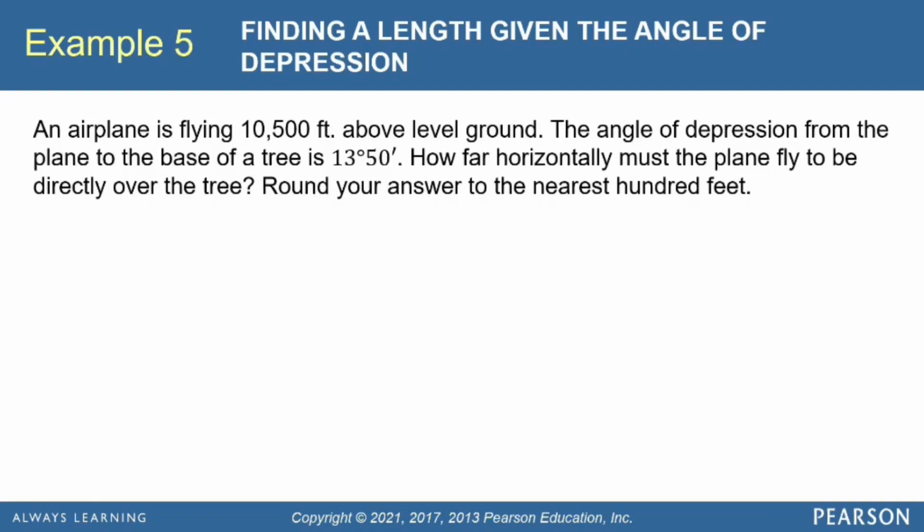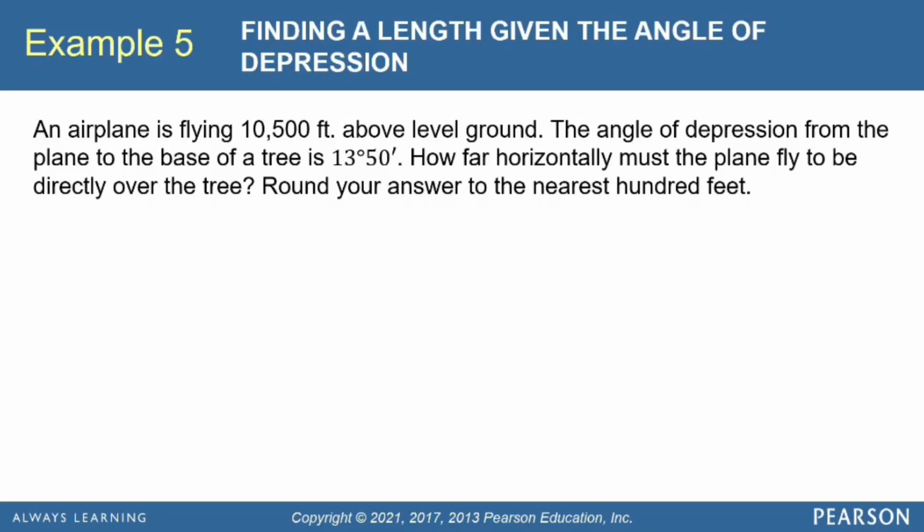Here's example 5. It says an airplane is flying 10,500 feet above level ground. The angle of depression from the plane to the base of a tree is 13 degrees and 50 minutes. How far horizontally must the plane fly to be directly over the tree? And we want to round our answer to the nearest 100 feet. So as usual, drawing a sketch is going to help us know what to do.